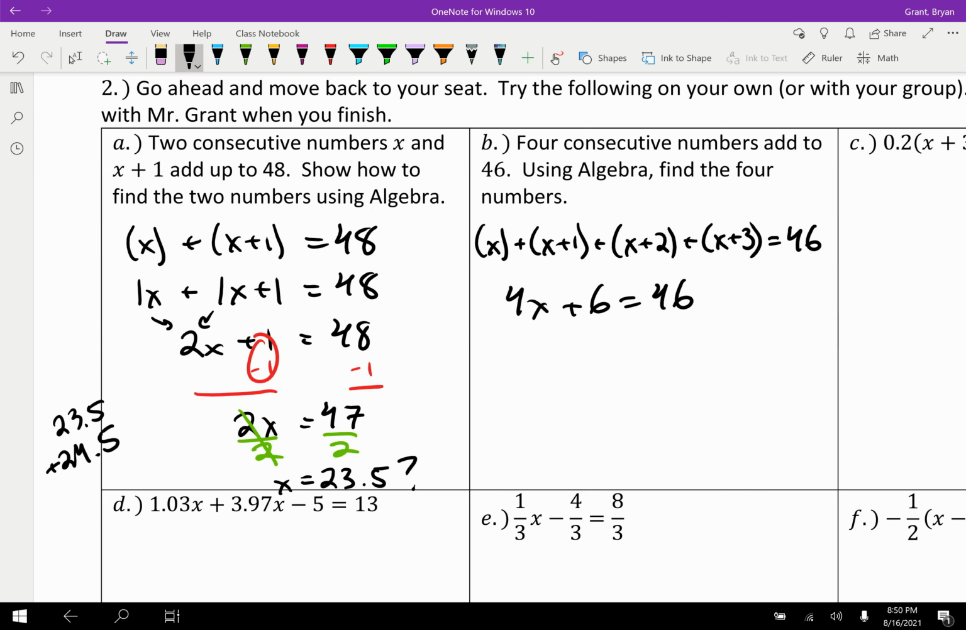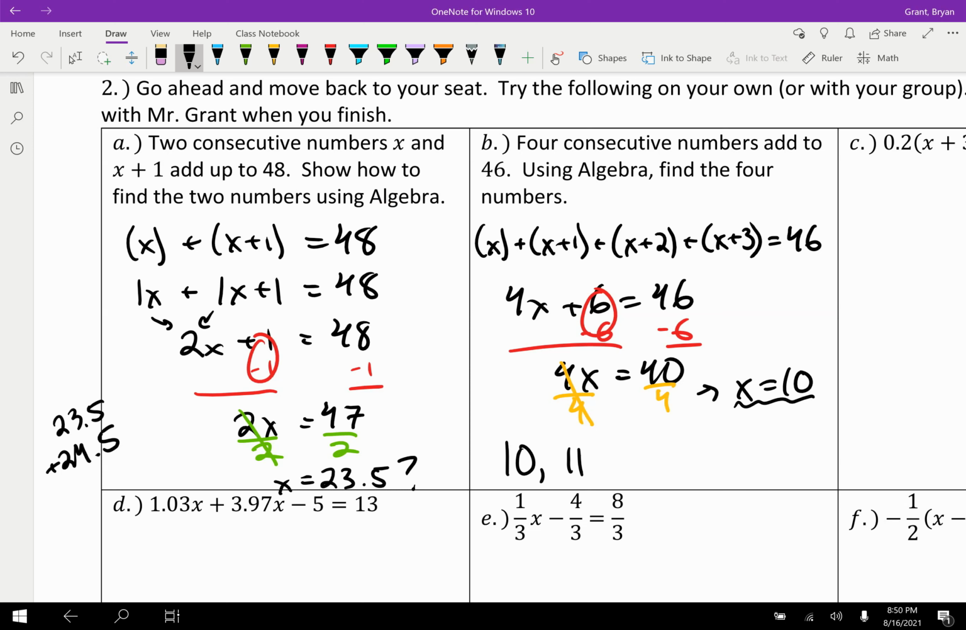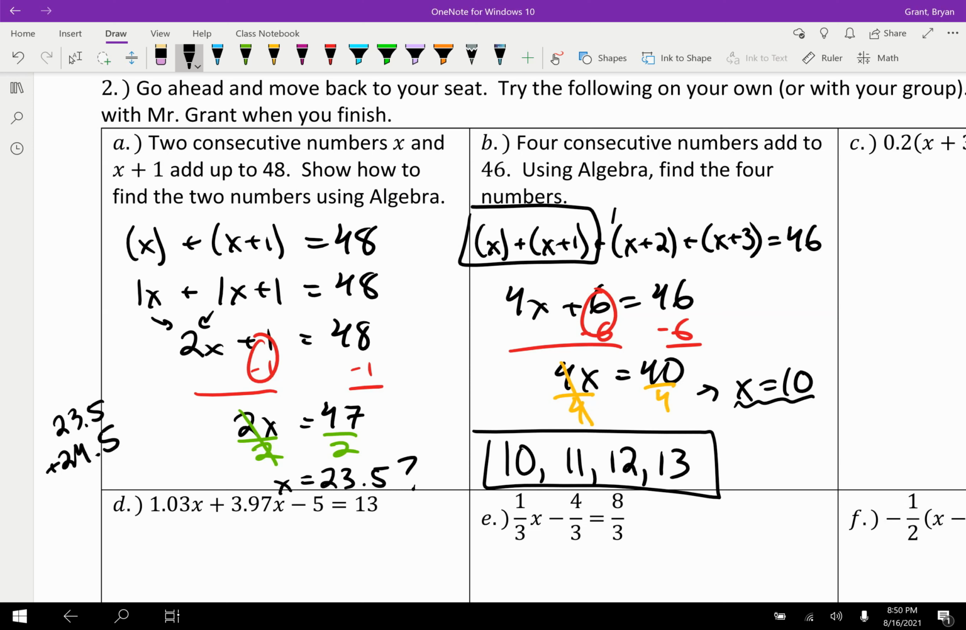Okay, let's see if this works out. We're going to subtract 6 from each side. 4x equals, let's see, 46 minus 6, that's 40. I think this one's going to work out really nicely. Divide by 4. 40 divided by 4 is 10. Awesome. So what are the 4 consecutive numbers? 10, 11, 12, and 13 will sum up to 46. And I guess that should make sense. This is an odd number. We saw that before. This will also be an odd number. An odd plus an odd is an even.